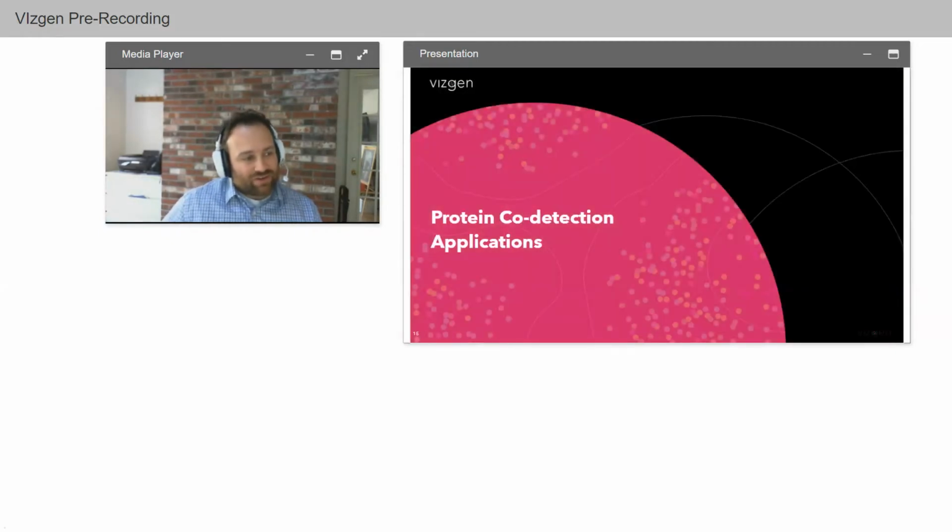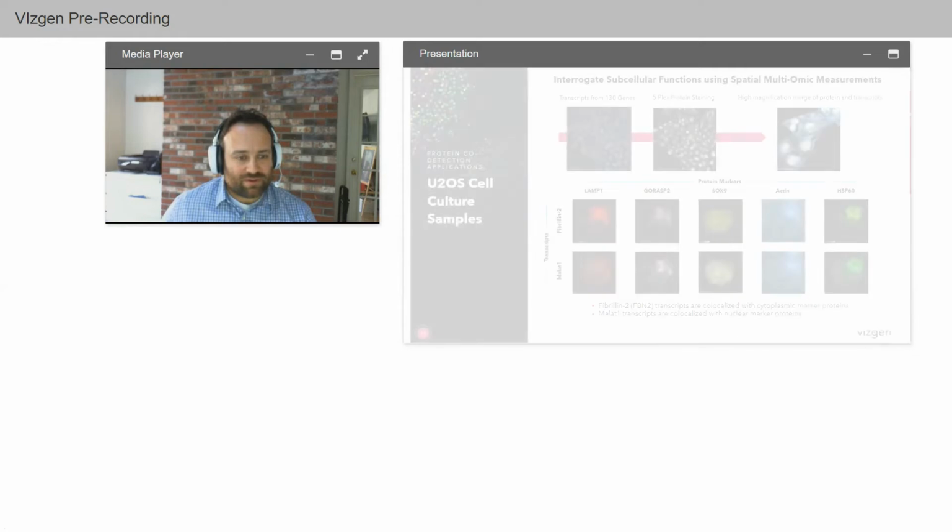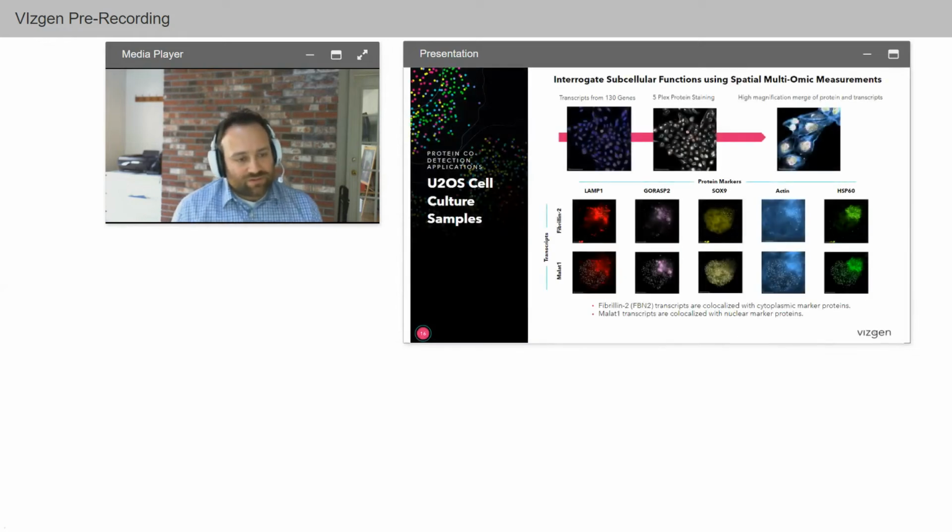So now that I've gone over how the product works and the general concept behind it, I wanted to show some data and some applications on how you could leverage this protein co-detection data. The first example here is U2OS cell culture samples. Here we wanted to show how you can leverage protein co-detection to interrogate subcellular functions. So here we've run a gene panel of 130 genes.